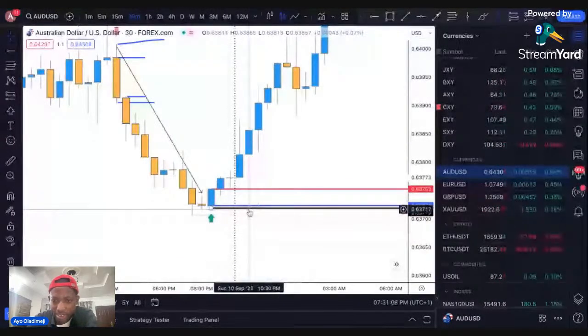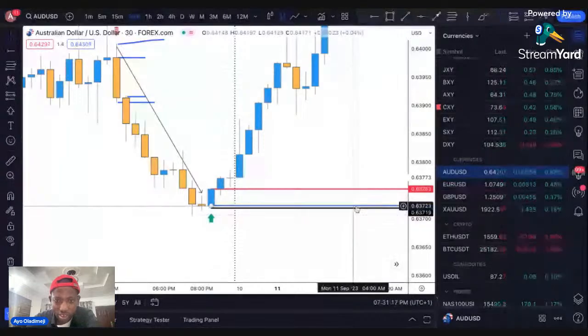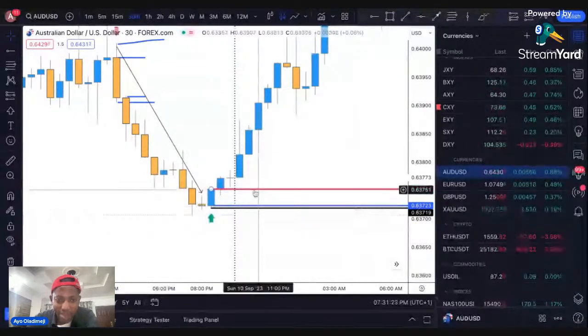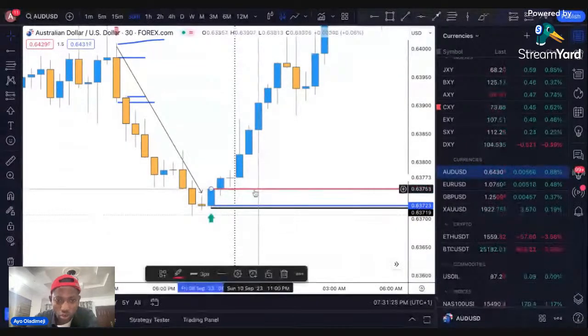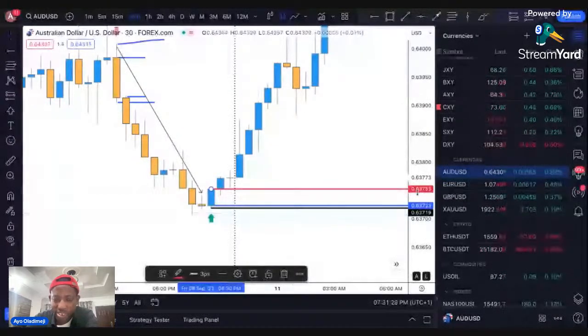And you can see the price indicated there, 0.63719. Then we have the open price, which is indicated by the blue line, which is 0.6372. And then we have the high price, which incidentally is also the close price, which is 0.6375.